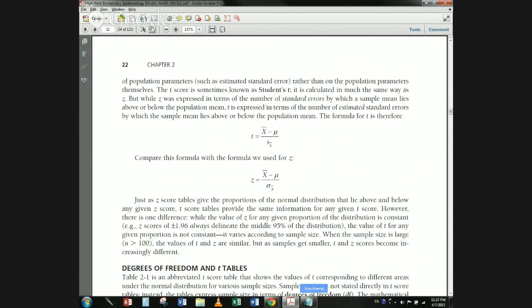It is calculated in much the same way as z, but while z was expressed in terms of the number of standard errors by which a sample mean lies above or below the population mean, t is expressed in terms of the number of estimated standard errors by which the sample mean lies above or below the population mean. The formula for t is therefore equal to the sample mean minus the population mean, divided by S sub x.